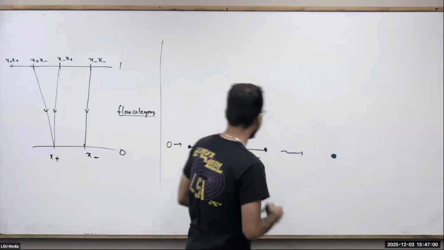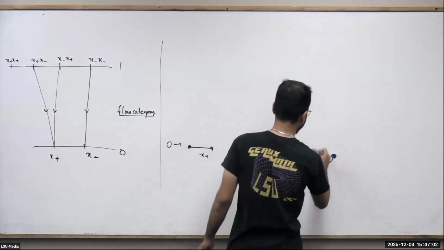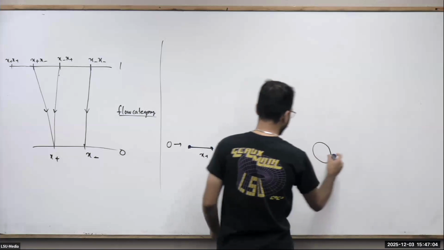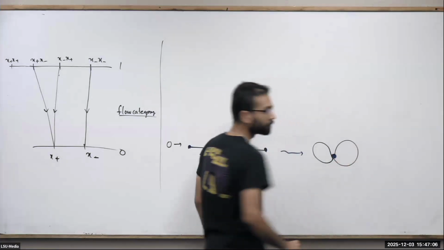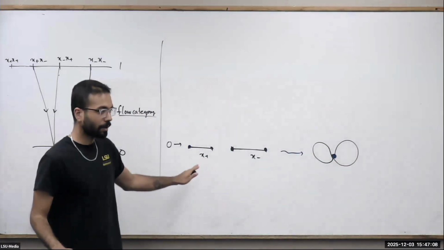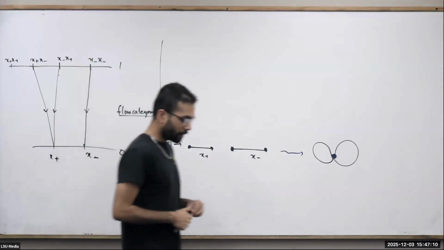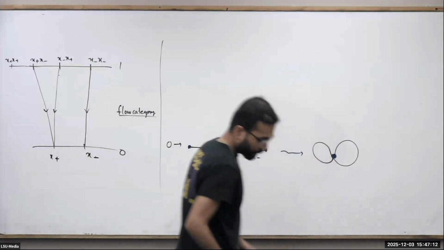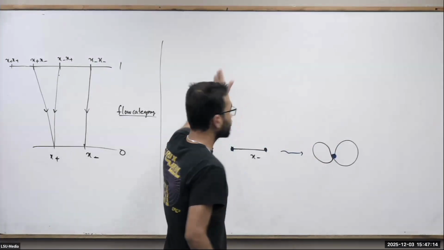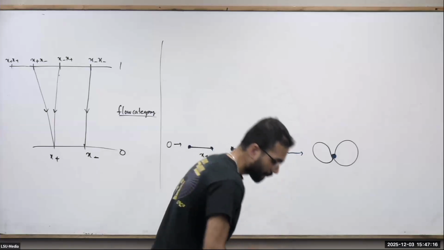If I collapse all of my boundary, for this portion, I will get one circle, and for this portion, I will get another circle. Right? I collapse all the boundary to that point. Good. So this is what happens at the 0 level. Let's see what happens at the 1 level now.